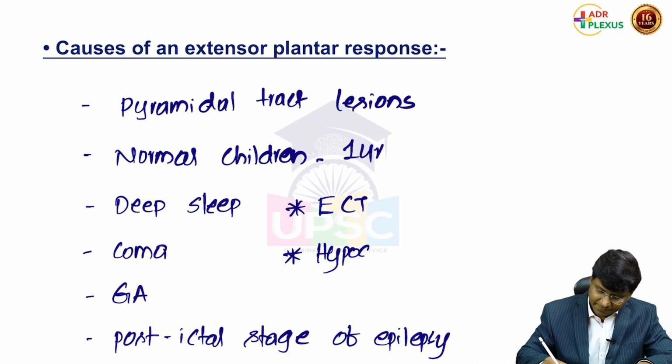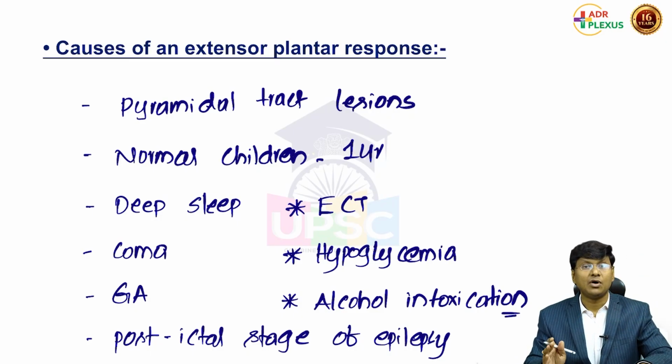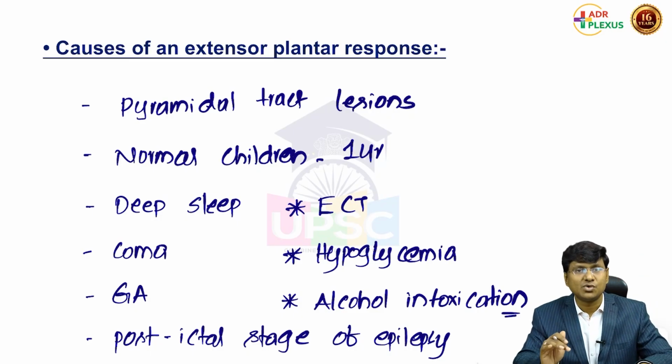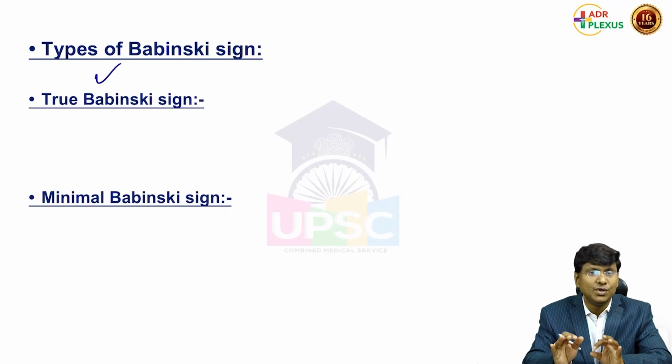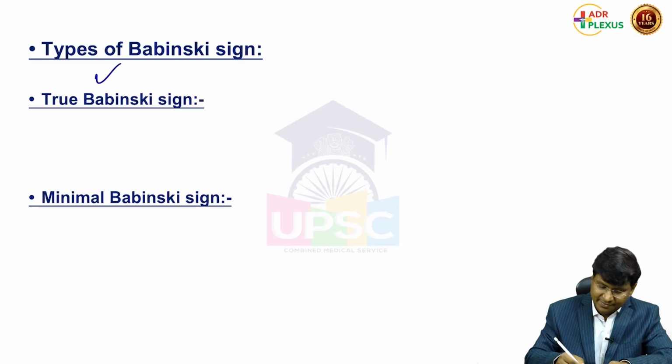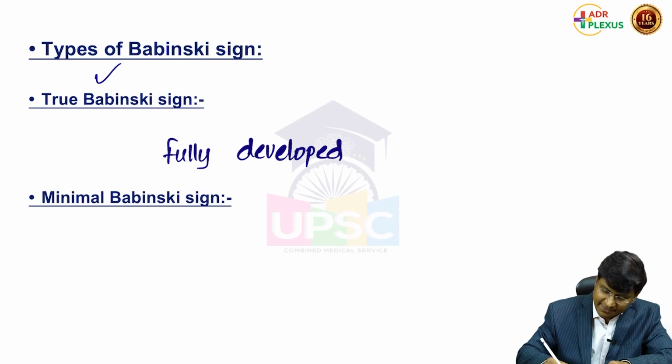Then in patients with hypoglycemia, there can be extensor plantar reflex. Then in conditions like alcohol intoxication. So these are the various causes of the Babinski sign or extensor plantar reflex. Then this extensor plantar reflex or Babinski sign has various types. True Babinski sign. True Babinski sign means what? It is a scenario where there is a fully developed extensor plantar response.